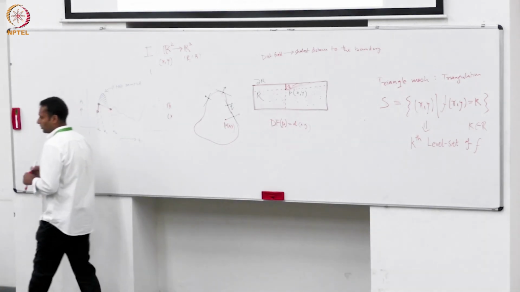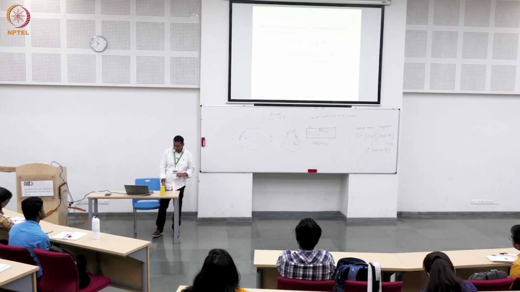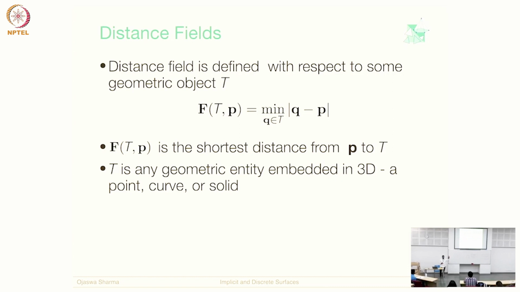Okay. So coming back here, now does this definition make sense? That a distance field is defined with respect to some geometric object T. In our case, the geometric object was the boundary of the given object. Okay. So f of T comma P is min over all points Q belonging to T. So you take all points Q on the boundary T and calculate the distance between Q and P, which is the magnitude of Q minus P, right? This is okay, the definition.